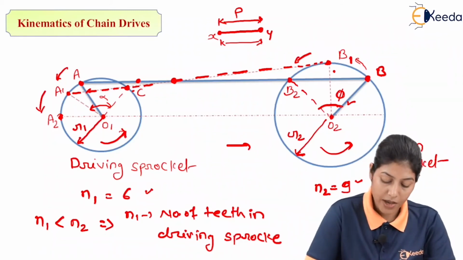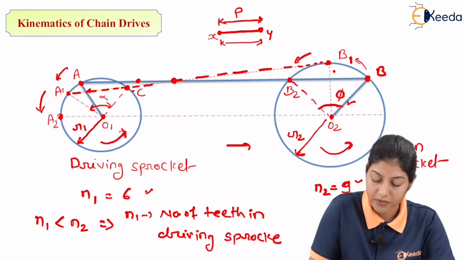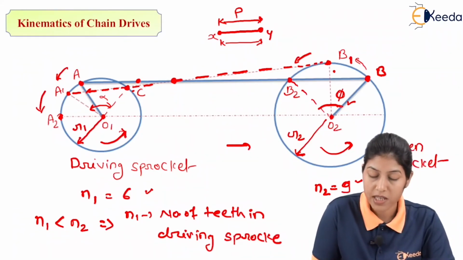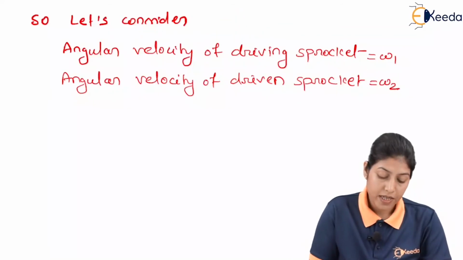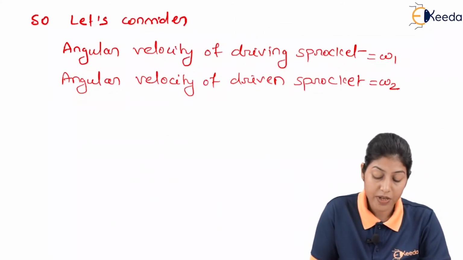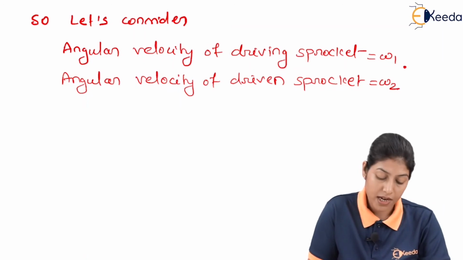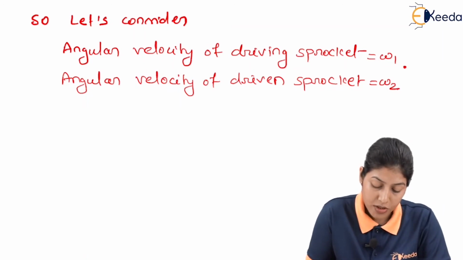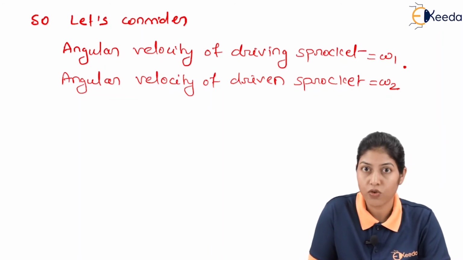Now this driving sprocket is rotating with some angular velocity and it is rotating the driven sprocket also. So we will consider some angular velocity for the driven sprocket also. Let us consider the driving sprocket rotating with some angular velocity. The angular velocity of the driving sprocket we are considering as omega 1, and it is also rotating the driven sprocket, so the angular velocity of the driven sprocket we are considering as omega 2.